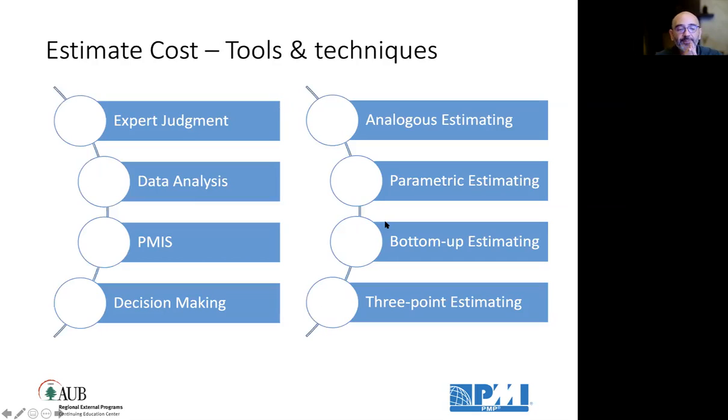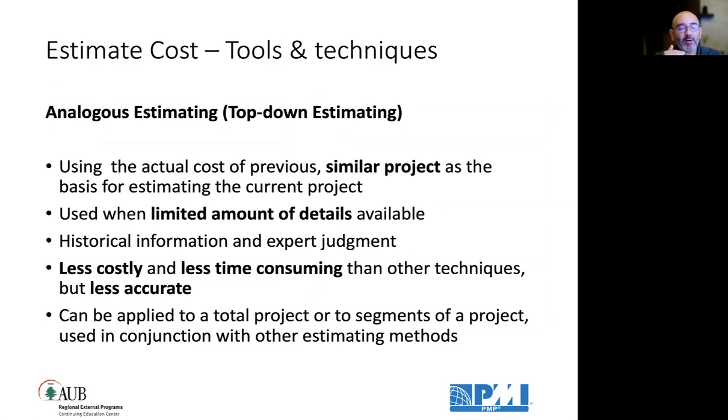The tools and techniques are the same as for estimate durations. So analogous estimating is top-down estimating, using similar projects as the basis of our estimating. For the current project, we use actual costs of previous similar projects or similar activities or similar work packages. It is less costly and less time consuming, but it is not as accurate as the rest of the estimating techniques.